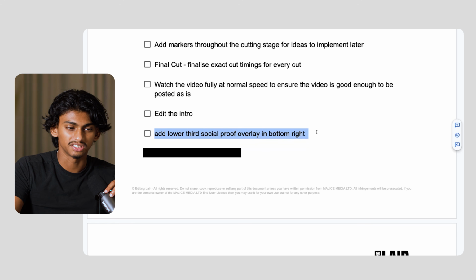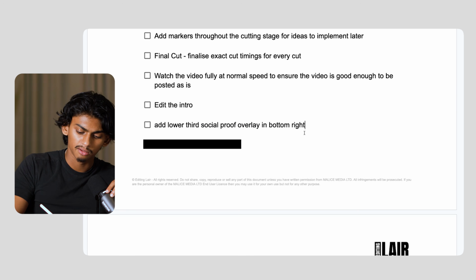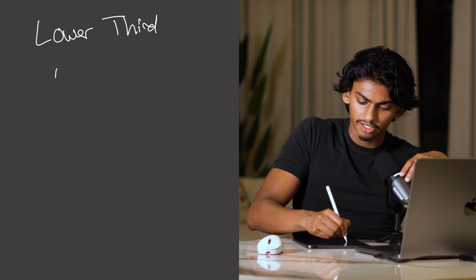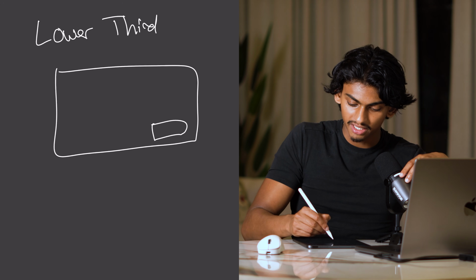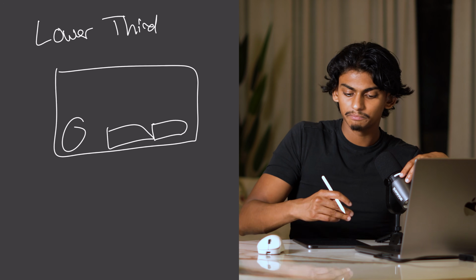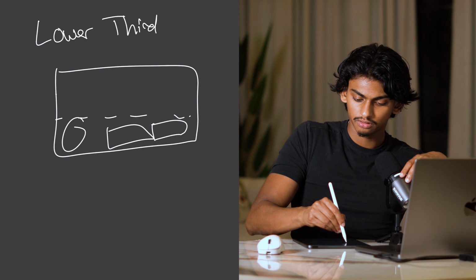Next, this is more specific for educational creators, but oftentimes they'll have a lower third. If you don't know what this is, a lower third is something that literally goes in the lower third of the screen. It might be there, it might be here, it might be like this, but it's put in the lower third of the screen.